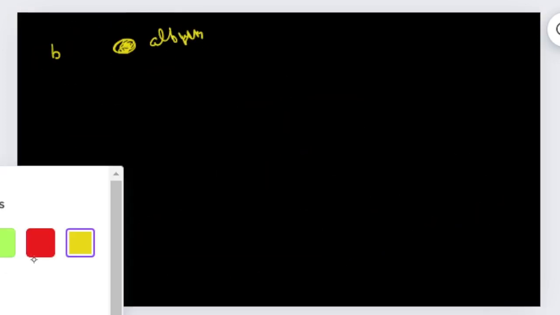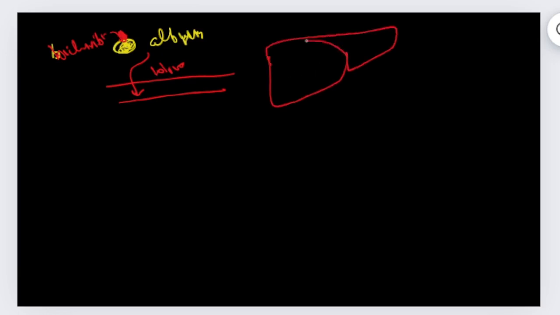Albumin and bilirubin. Here is the bilirubin. Bilirubin is attached to the albumin like this. This is the bilirubin-albumin complex. They move through the blood from the spleen, where the RBC is broken down, and move into the liver. For example, this is your liver, with the falciform ligament, coronary ligament, and triangular ligament.